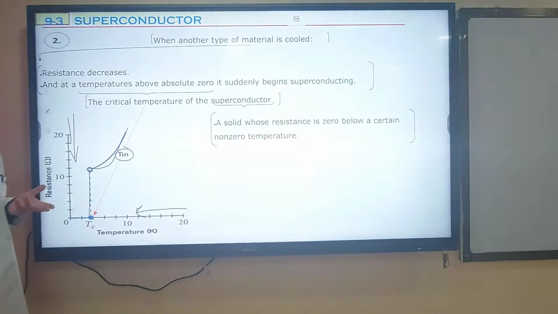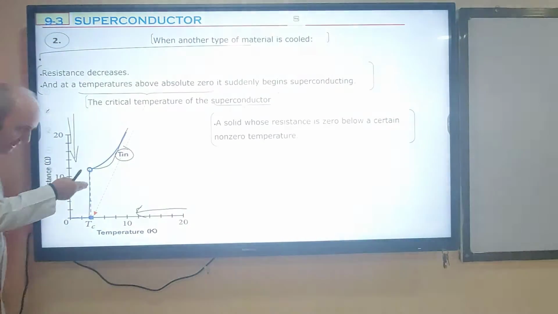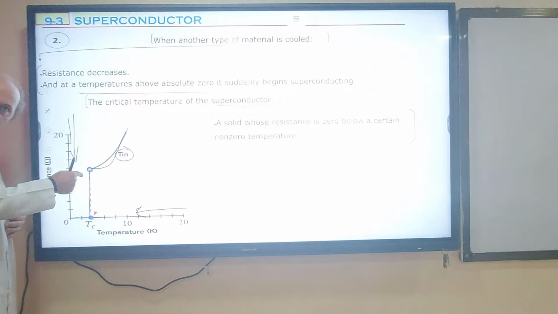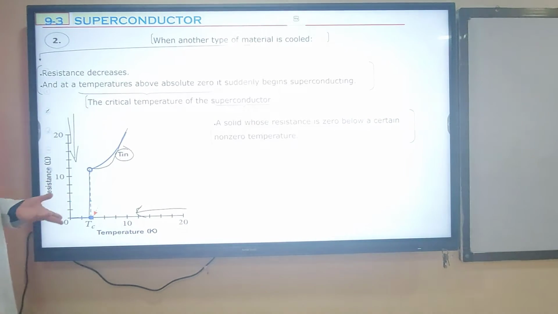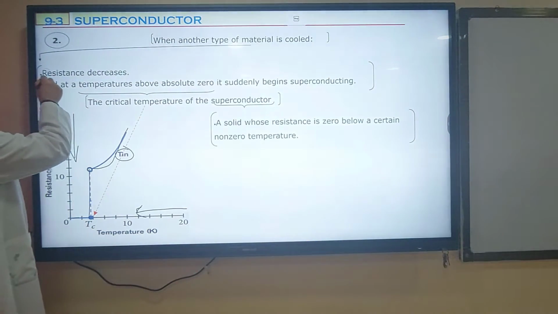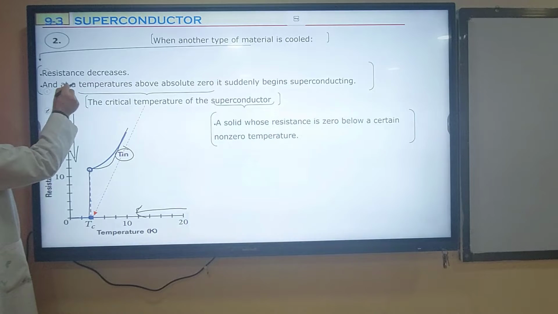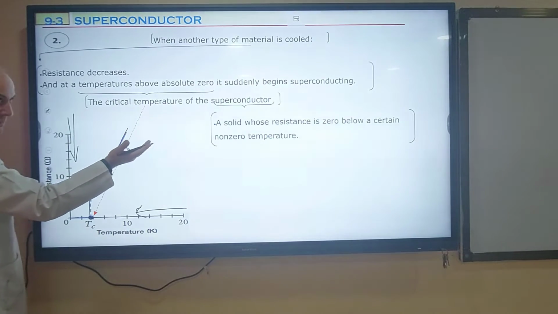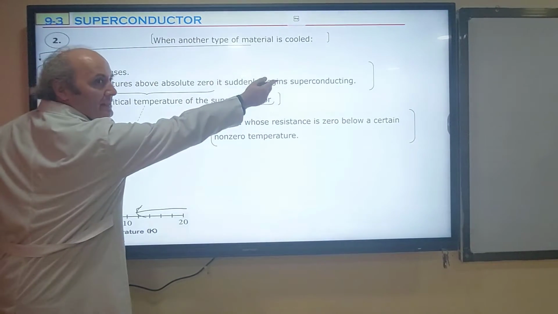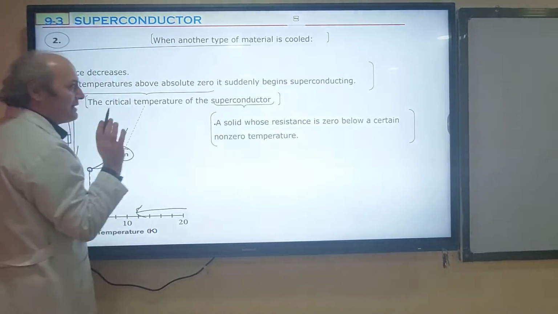So then we should find an answer. What is happening in here? This tin suddenly becomes a solid with 0 resistance. So resistance decreases, yes, and at a temperature above absolute 0, yani at this temperature, which is called critical temperature, it suddenly begins superconducting.